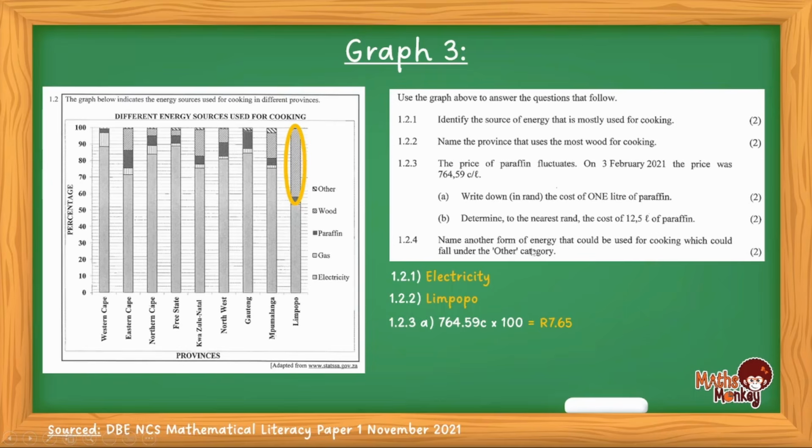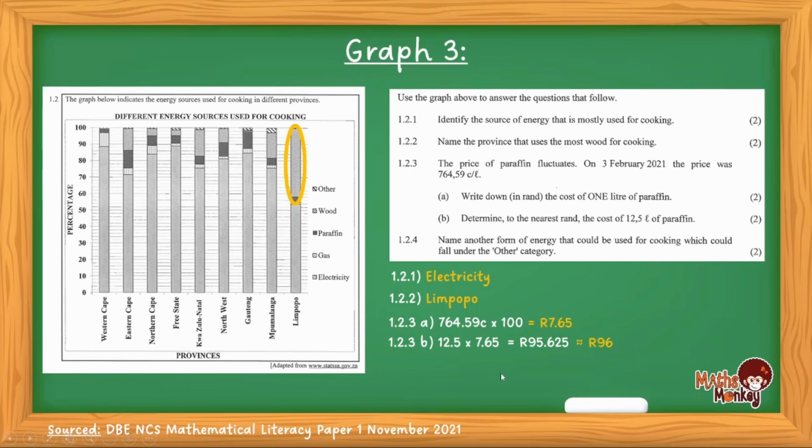Okay, next one. Determine to the nearest rand the cost of 12.5 litres of paraffin. So we now have the price for 1 litre. To find the price for 12.5 litres, I'm going to take 12.5 and multiply it by the price. That will give me 95.625. But now look here, it says to the nearest rand. To the nearest rand means there are now no cents. So the 6 is going to change this 5 to a 6. Again, this is explained in my video on rounding, and you end up with 96 rand as your final answer.